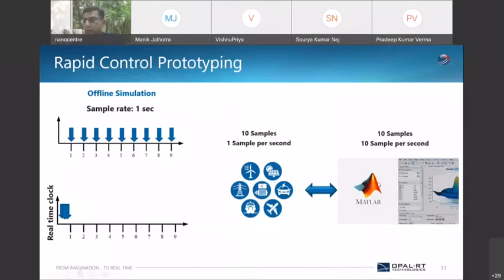So instead of a real-time simulator, let us just try to integrate a MATLAB model with a real plant. Though it is not physically possible to integrate a real plant with MATLAB, just to understand how exactly the real-time simulation is different from MATLAB, let us consider this particular case. Initially we had a real plant which was working at one sample per second, and it was sending a total of 10 samples. This is what we actually want, the sample rate to be 1 second.